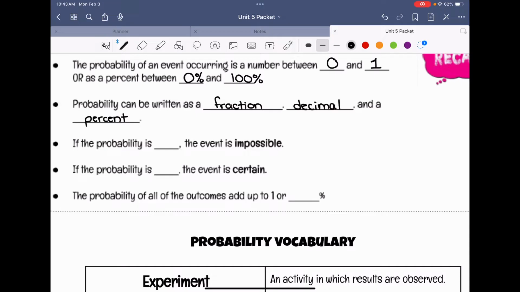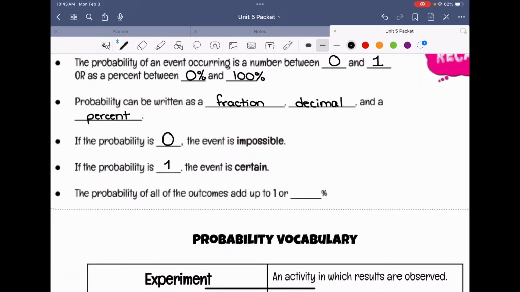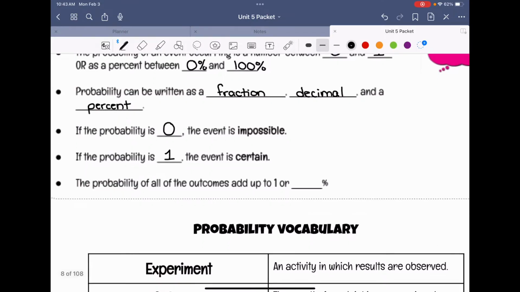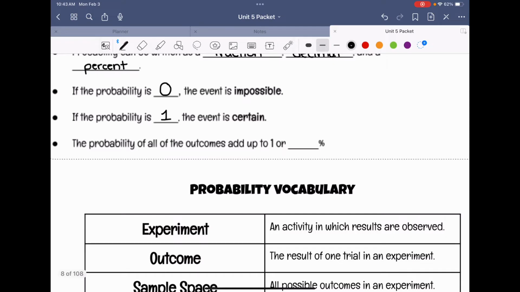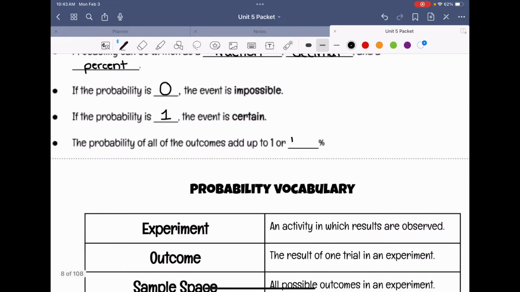If the probability is 0, the event is impossible, it cannot happen. And if the probability is 1 or 100%, the event is certain to happen. Probability of all outcomes should add up to 1 or 100%.